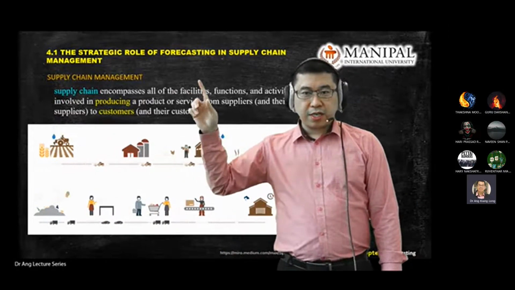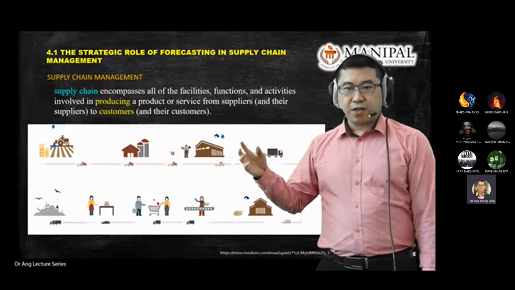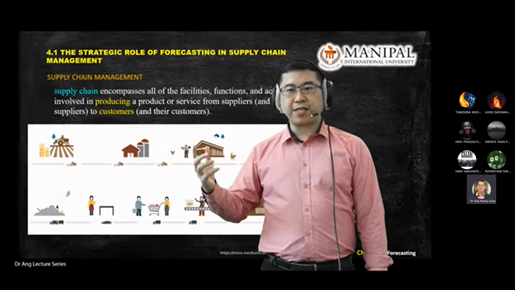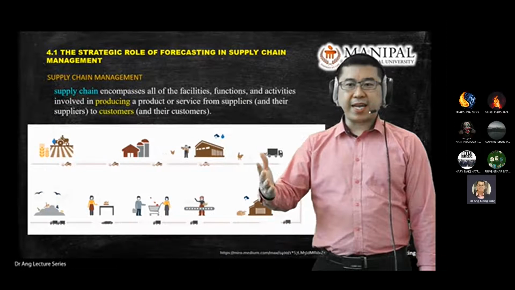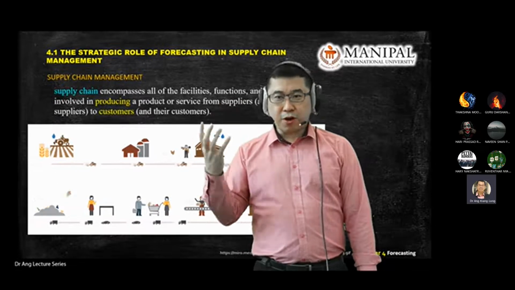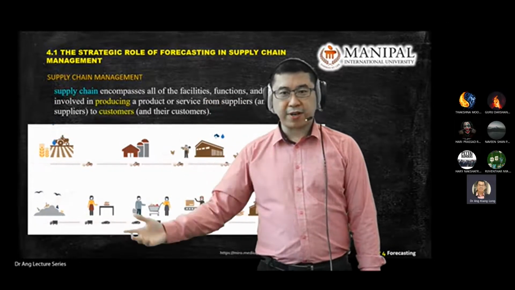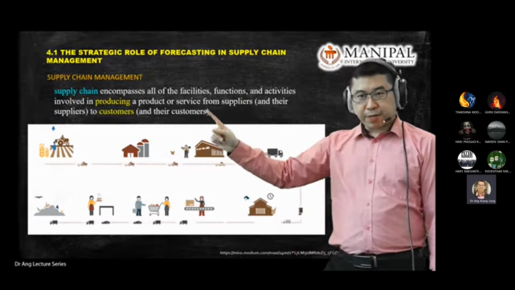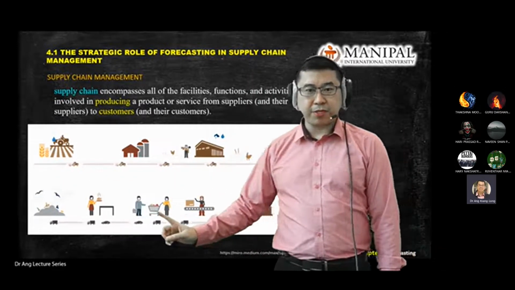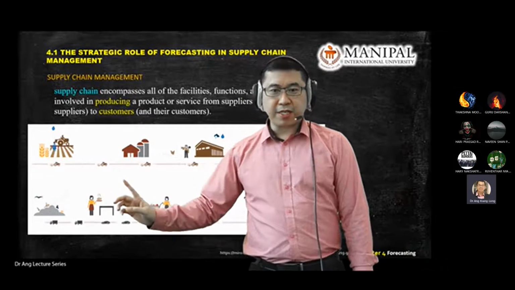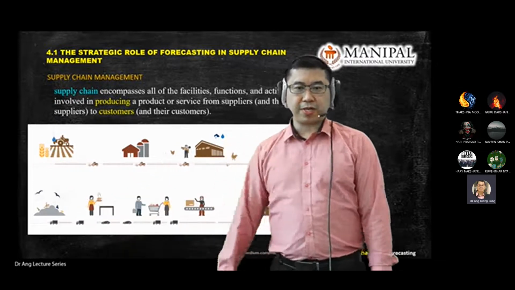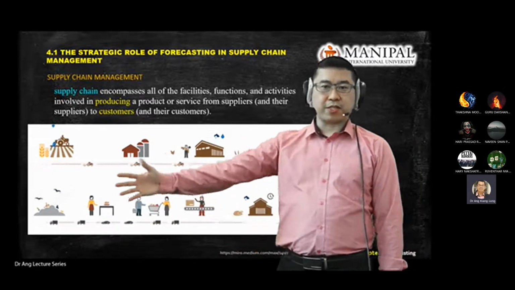Supply chain consists of activities from producing the products until the product is sent to the customer, from one end to the other end. Supply chain is the activities that are involved from raw material until the products are in the hands of the customer. Sometimes it goes until the end of life, the disposal of the products. It's called supply chain.